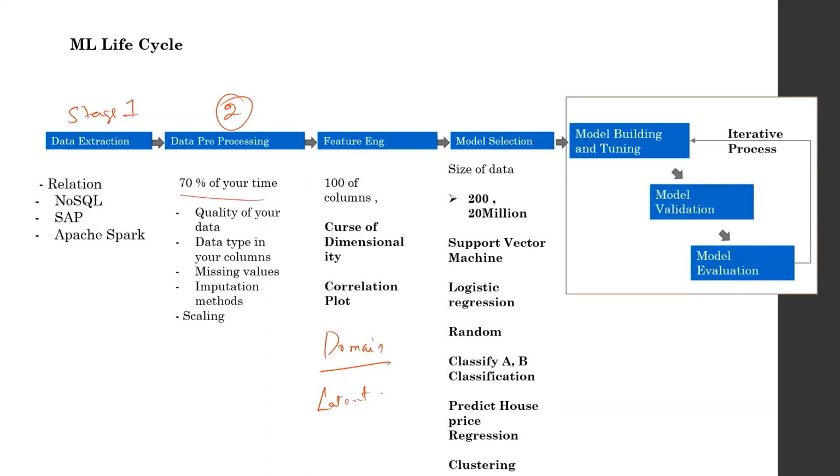So after you build a base model, then you will work on top of it, right? So you will validate it based on the result. You will go and fine tune it, and so this is an iterative process.